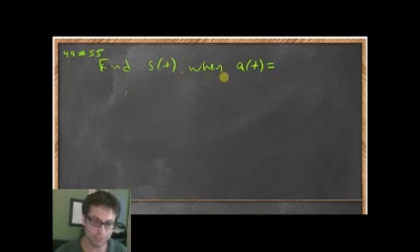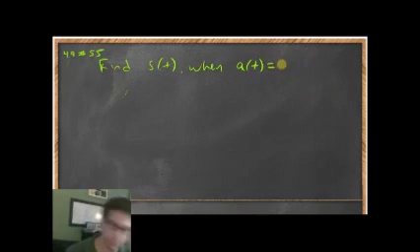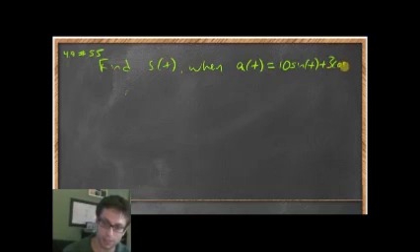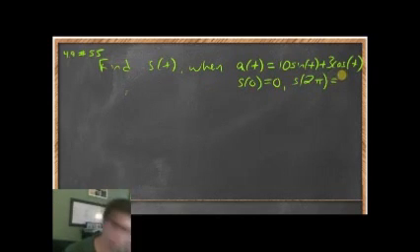Find s of t when the acceleration function is 10 sine t plus 3 cosine t. Our initial conditions are s of 0 is 0, and s of 2 pi is 12. Okay, I believe that is the right question.